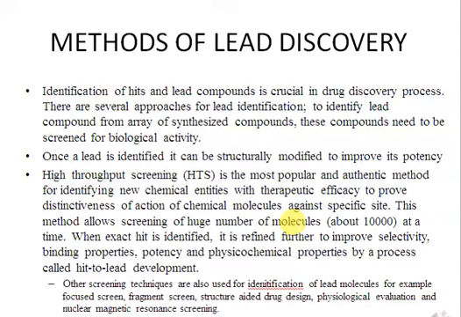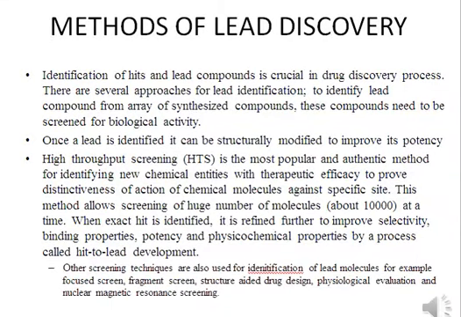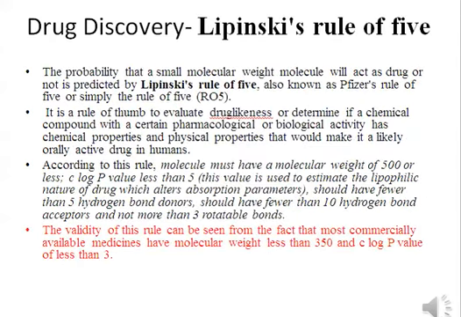So in this method, the HTS or high throughput screening method is very effective and very useful. However, in case you are searching for an alternative to HTS, there are other screening techniques as well which are used for identification of lead compounds. These include the focused screen, fragment screen, structure-aided drug design, physiological evaluation, and the use of NMR or nuclear magnetic resonance in screening. All of these techniques can be used, but HTS is the most advanced and is used to the most extent.